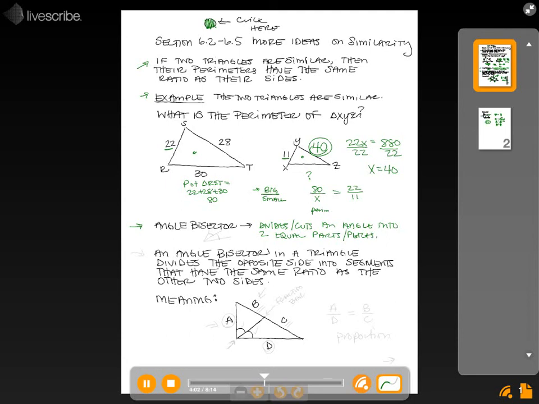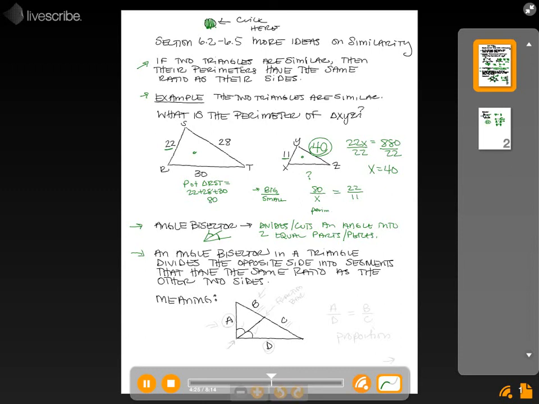Okay? Same thing. So if I had an angle here, my angle bisector would cut it into two equal pieces. That's what we're talking about. Now our big idea says an angle bisector in a triangle divides the opposite side into segments that have the same ratio as the other two sides. A lot of words there. It's very simple to figure out, though, and I'm going to show you with a picture.